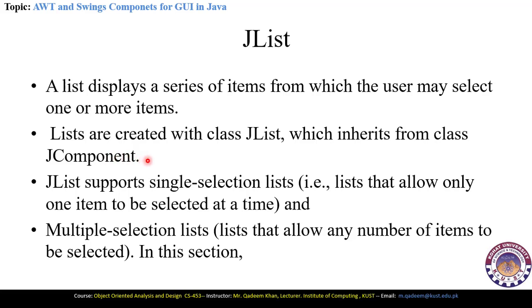JList helps you to make single selections, or it can also allow you to select multiple items. When you want single selection, it allows only one item to be selected at one time. And when multiple selection is allowed, then the JList allows you to select a number of items. So in this section, we are explaining the JList.